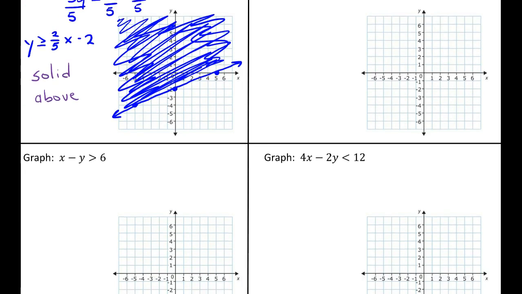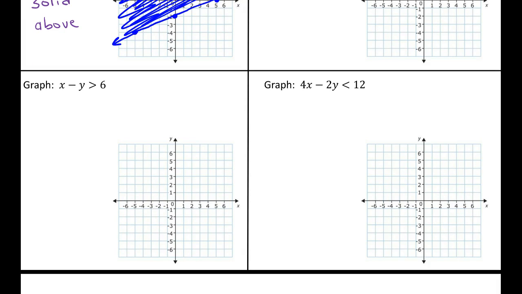Let's go to the one right below it. Graph x minus y is greater than 6. Okay, so as usual, we want to write this in y equals mx plus b form, or y is greater than mx plus b form. So we'll subtract x on both sides, giving us negative y is greater than negative x plus 6. And now, of course, we want to flip the signs because y is negative.